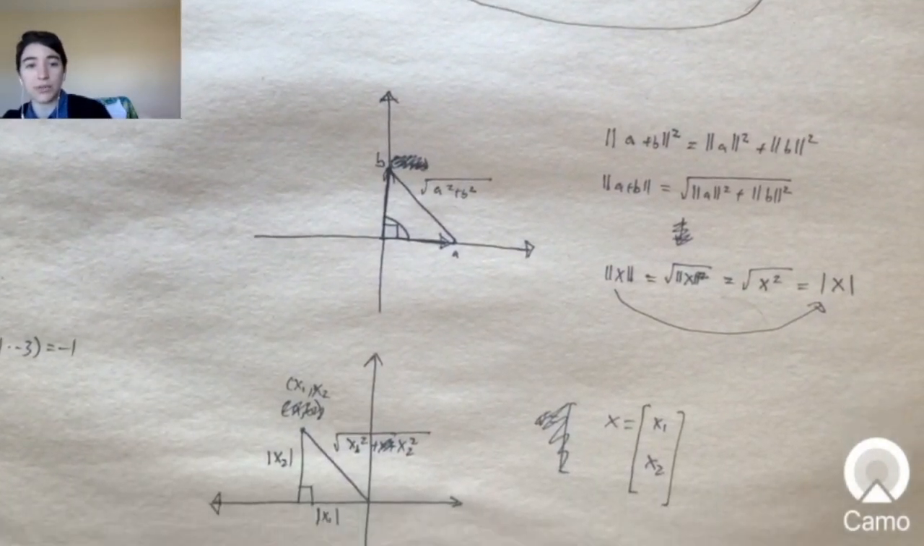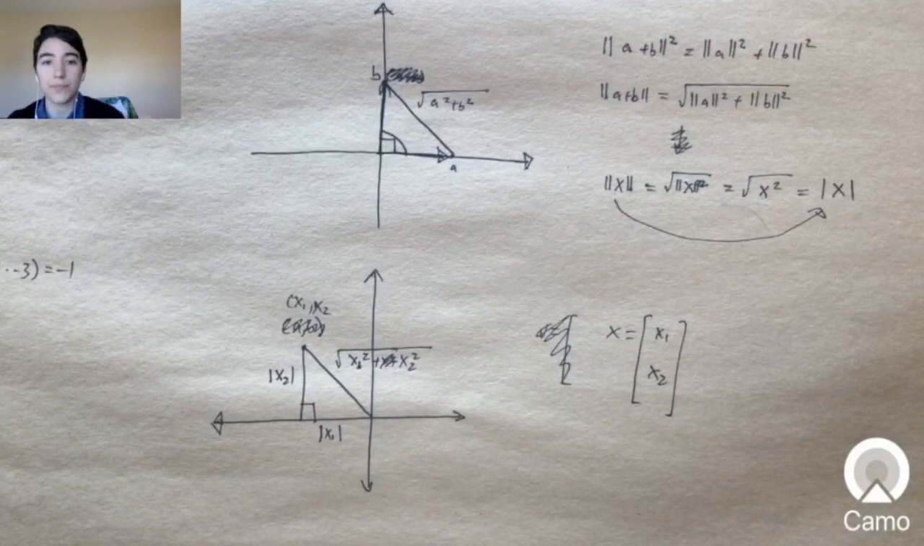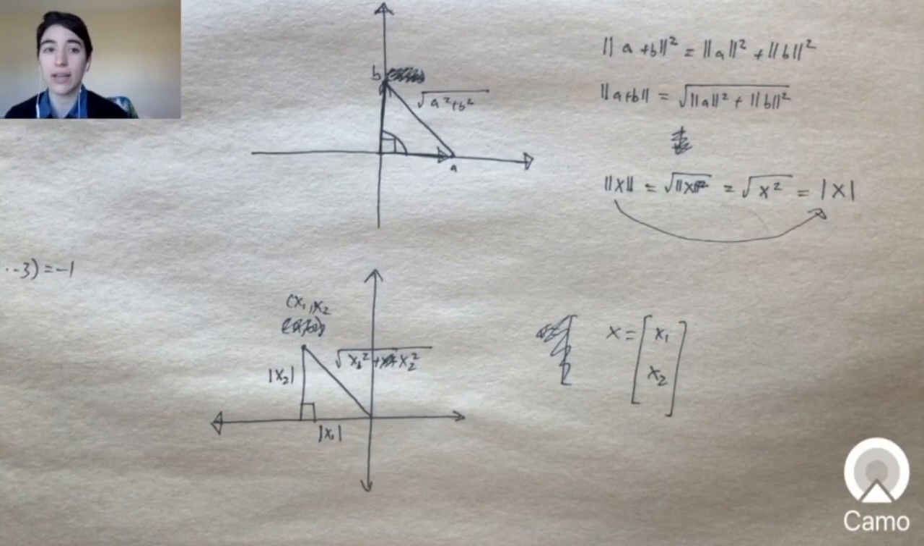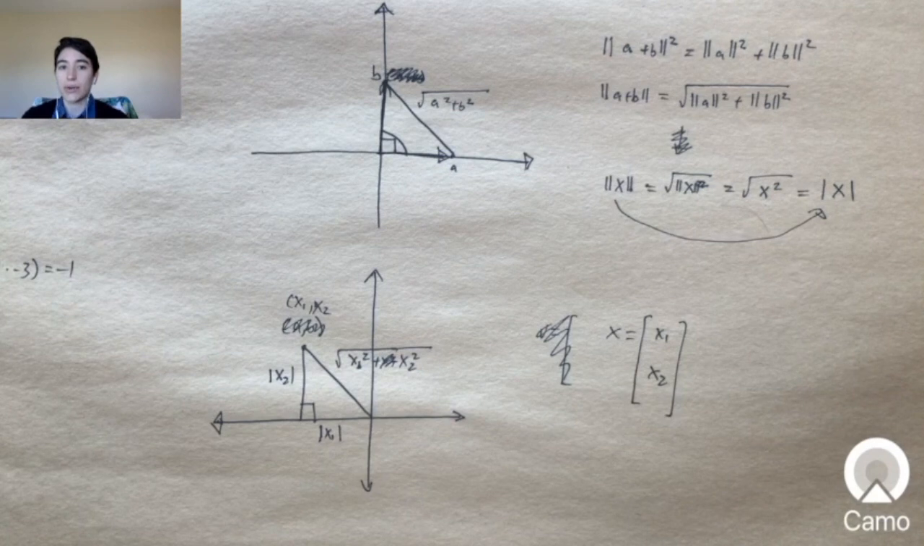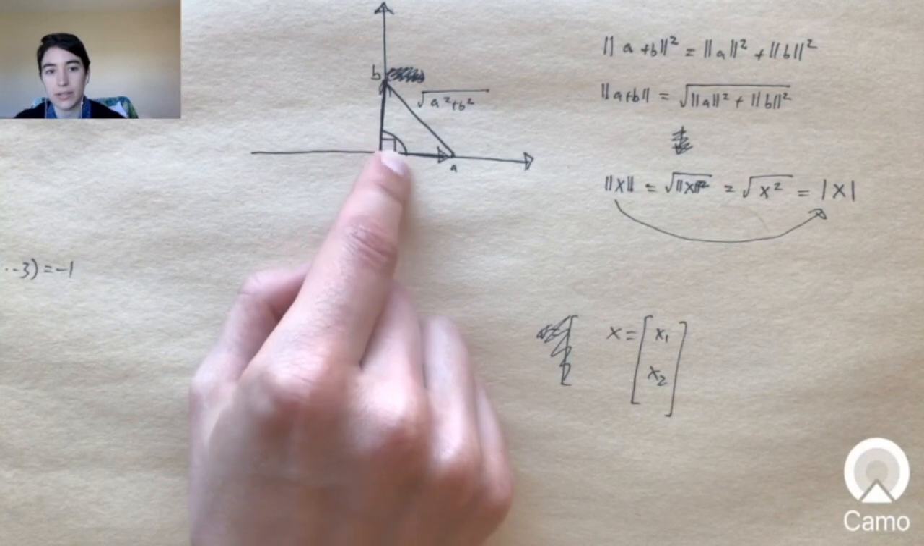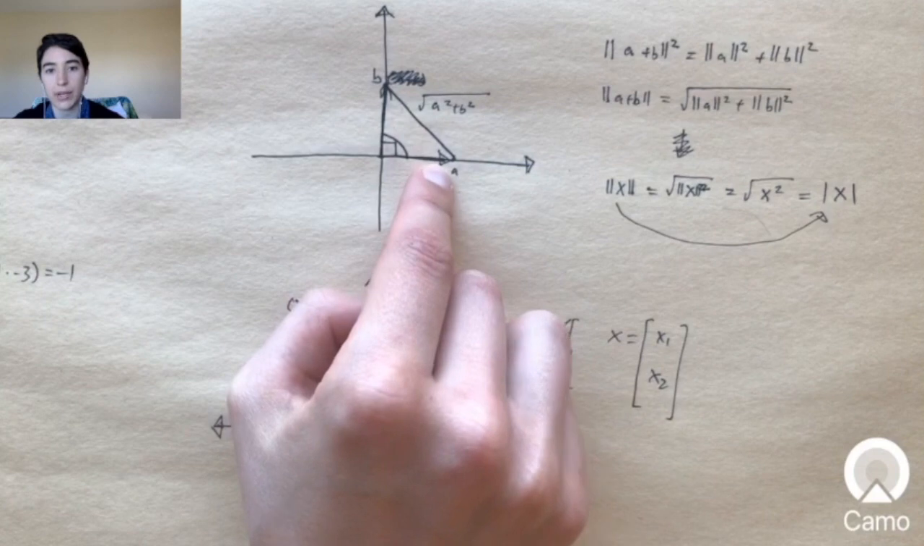Another thing I would like to remind you of is the buildup for the distance formula. Let's say we have two vectors, a and b, and we add a and b together. The vector that is a plus b is the hypotenuse. Let's say this is a right angle. This is a, this is b, this is the hypotenuse.